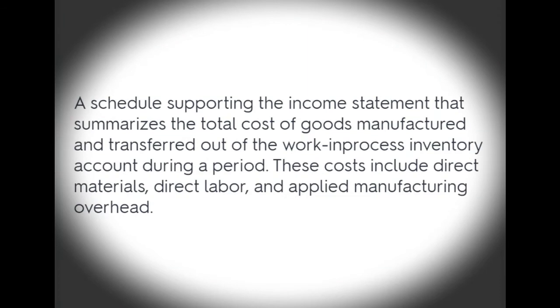Cost of goods manufactured statement. A schedule supporting the income statement that summarizes the total cost of goods manufactured and transferred out of the work-in-process inventory account during a period. These costs include direct materials, direct labor, and applied manufacturing overhead.